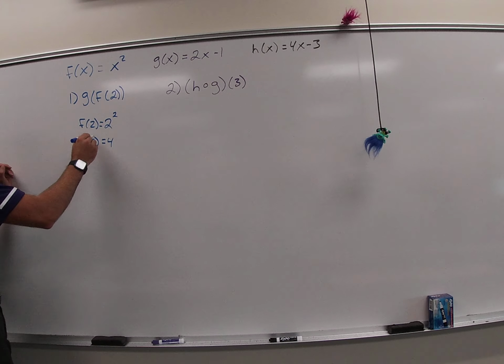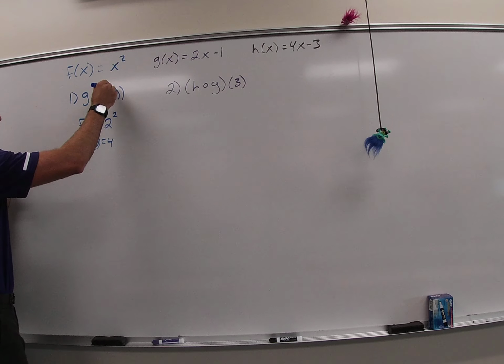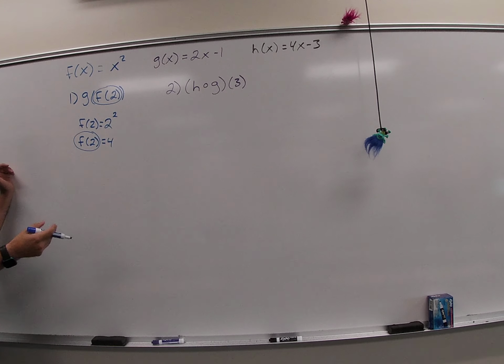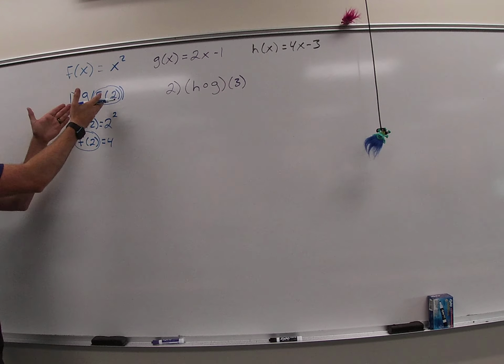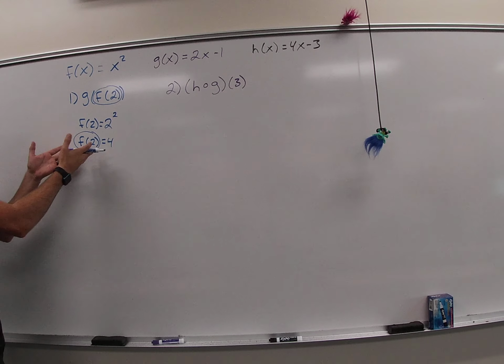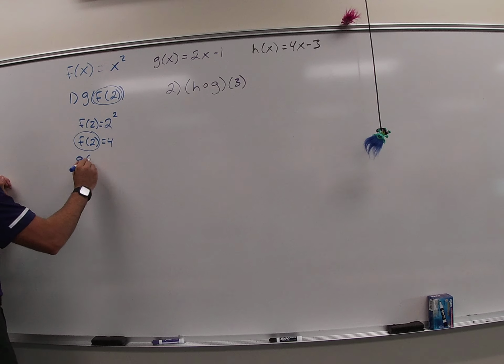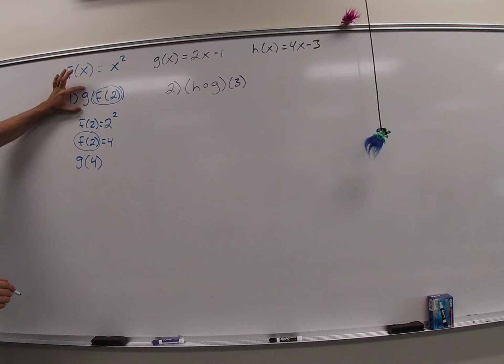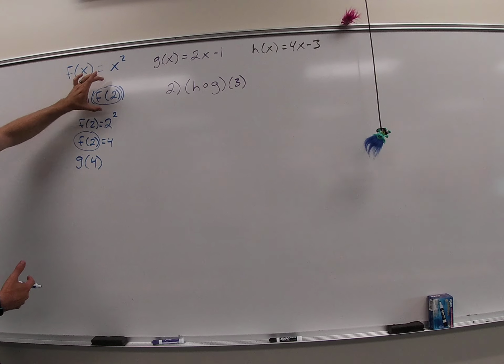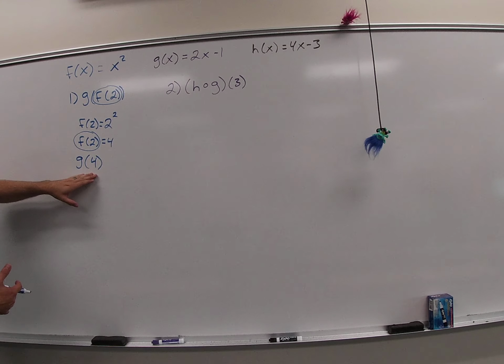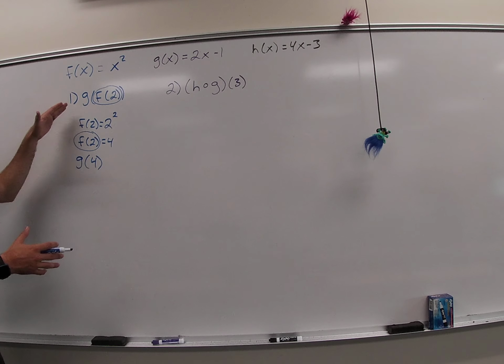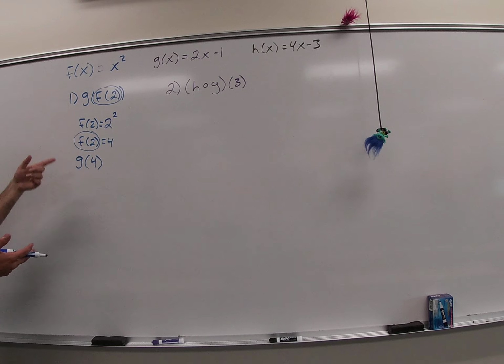Now, if I know that f of 2 equals 4, I can replace this entire inner function with 4 because they equal each other. So f of 2 is 4, and now we have g of 4. My outer function, g of x, is going to be more easily found because we know that the inner function is equal to 4. Rather than thinking, what is g of f of 2, now all I have to find is g of 4, and I'm done.